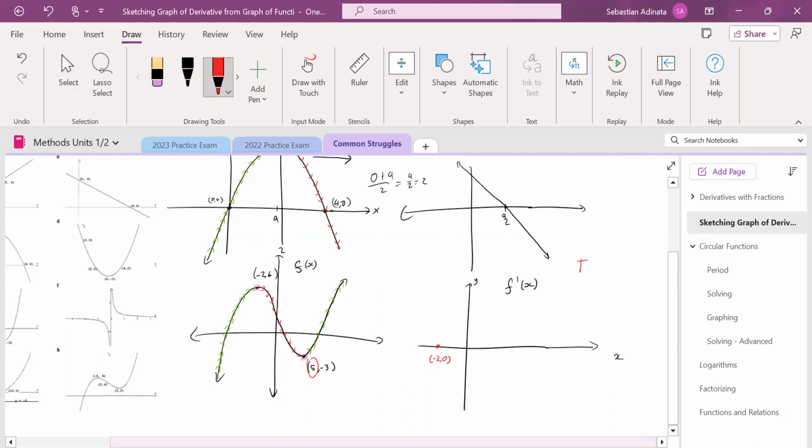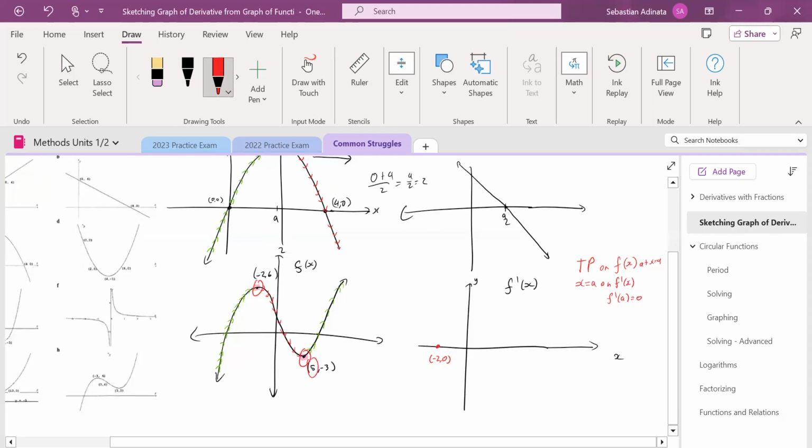So key thing, a turning point on f of x at x equals a means that at x equals a on f dash of x, f dash of a equals 0. So since there's a turning point at x equals -2, at f dash of -2, it has to equal 0. It makes sense when you're doing the calculations, but when you're looking at a graph, sometimes we forget this. So this is very key.